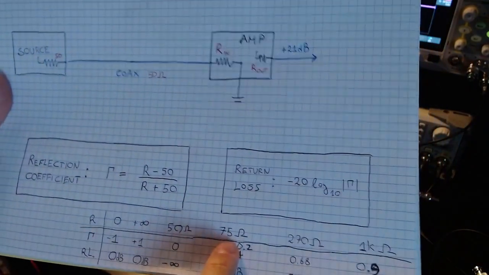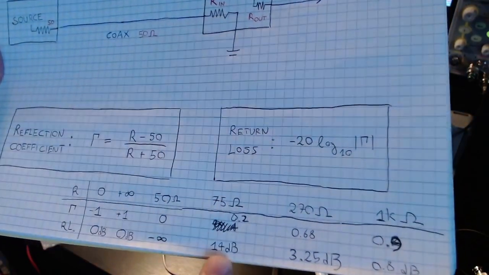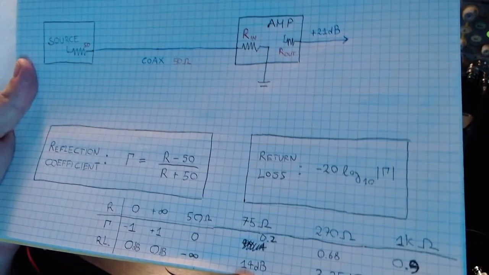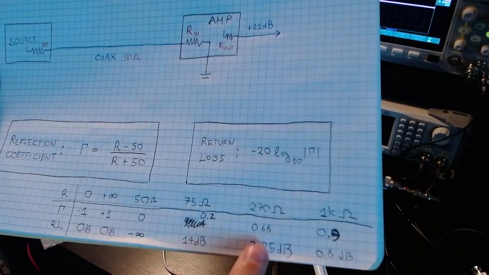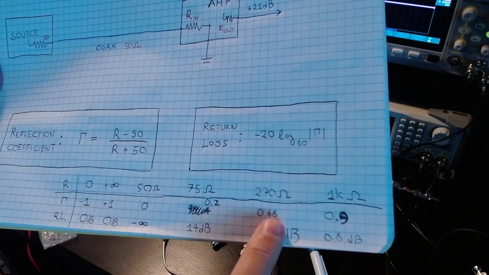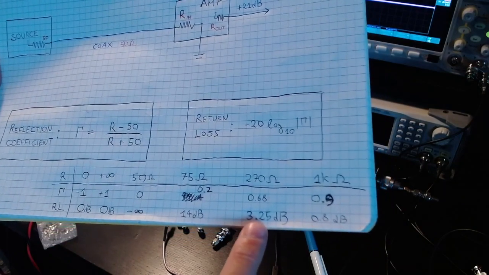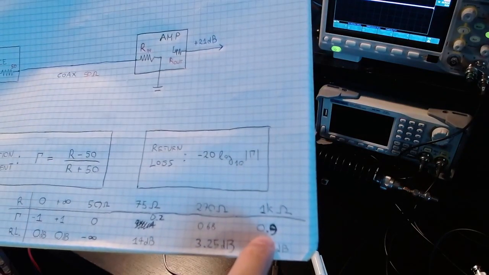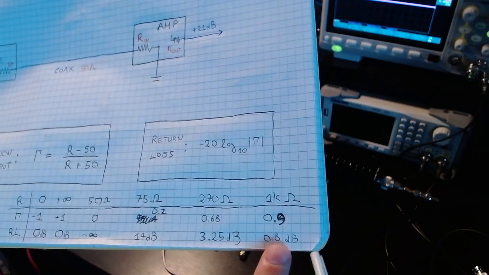For example, if R is 75 ohm, gamma is 0.2 or 20%, and this means that the reflection is 14 dB down compared to the input. If R is 270 ohm, gamma is 0.68, and this means that the reflection is only 3.25 dB down compared to the input. And then if R is very high, 1 kilo ohm, then gamma becomes 90%, 0.9, and the reflection is only 0.8 dB down compared to the input.